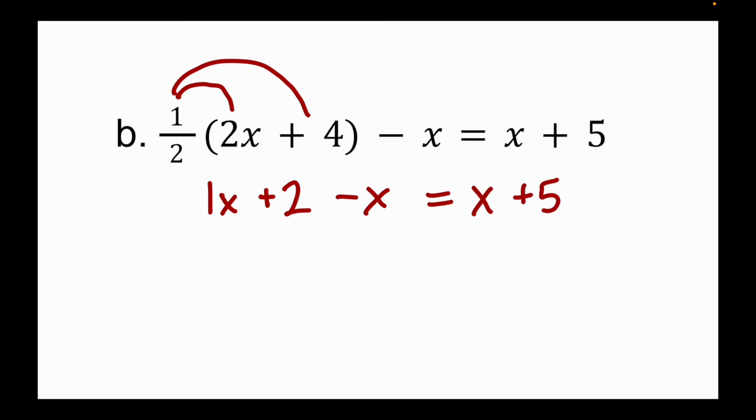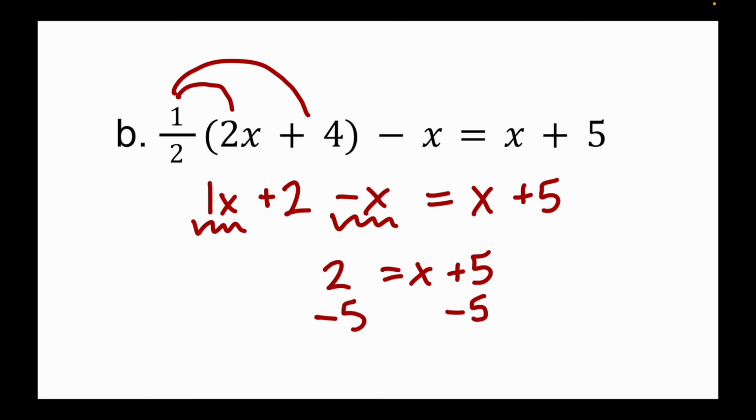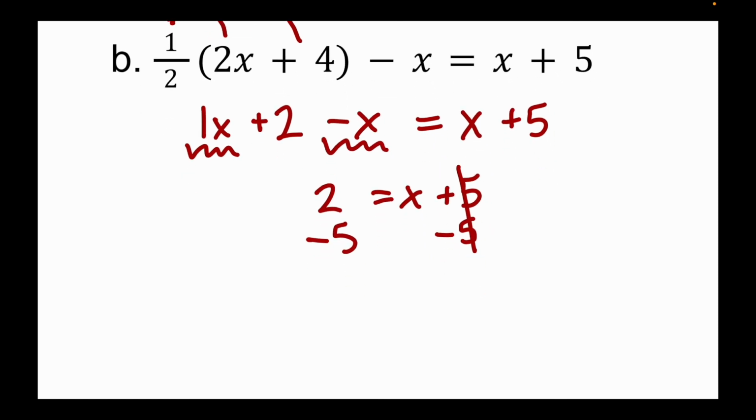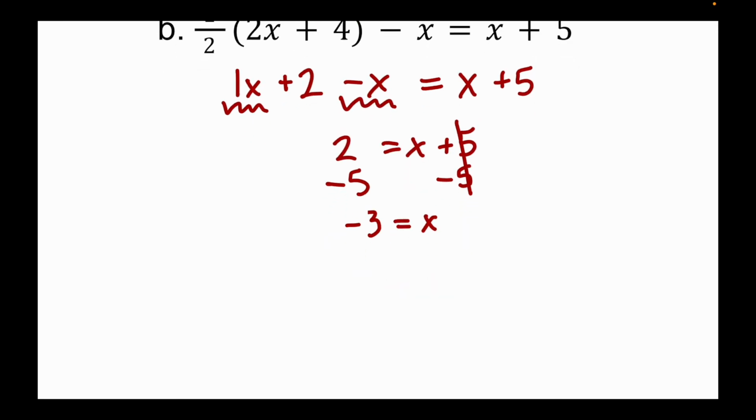x plus 5. So now we can combine like terms. I have 1x and minus x. So those ones are going to cancel each other out. We're just going to be left with 2 is equal to x plus 5. So now I can subtract 5 from both sides, and that will get x by itself. And I will have negative 3 equal to x. I like to write it with x on the left side. It's the same thing as x equals negative 3. And that's our answer.